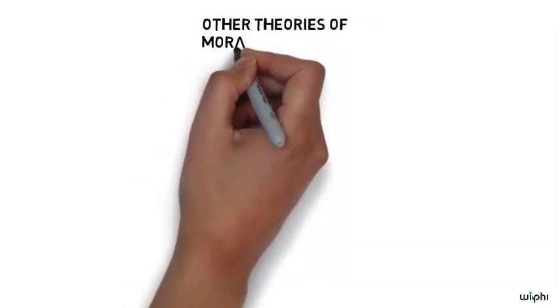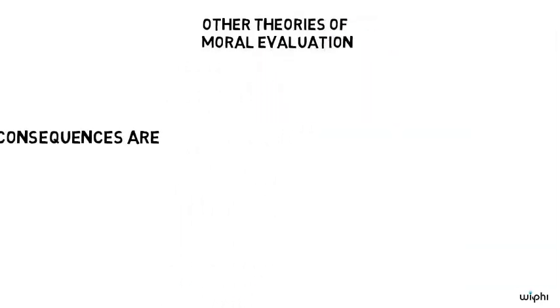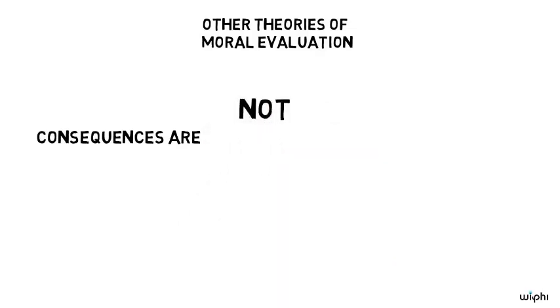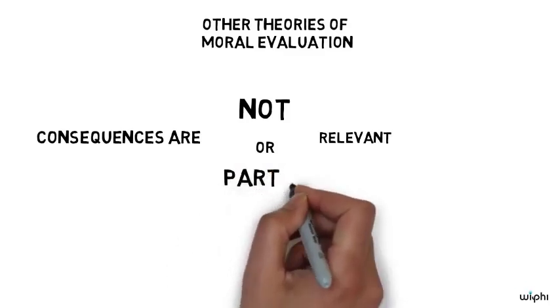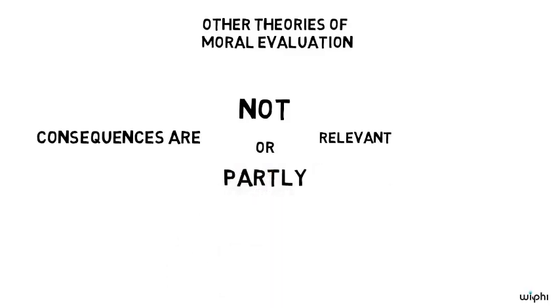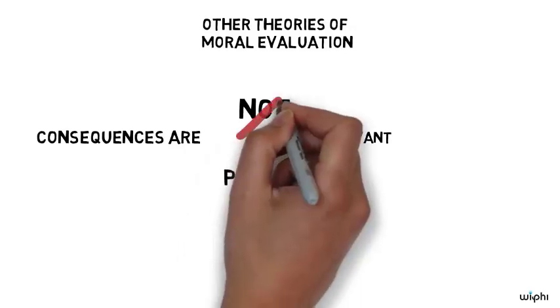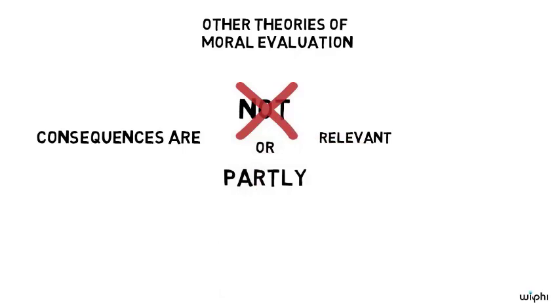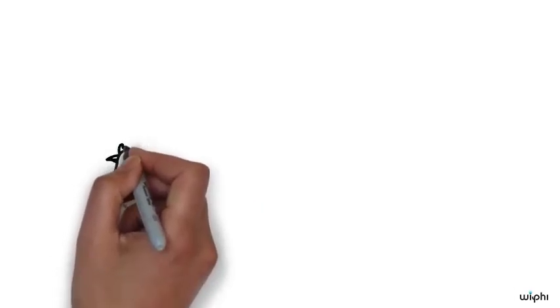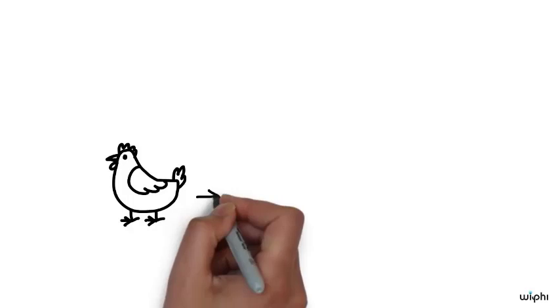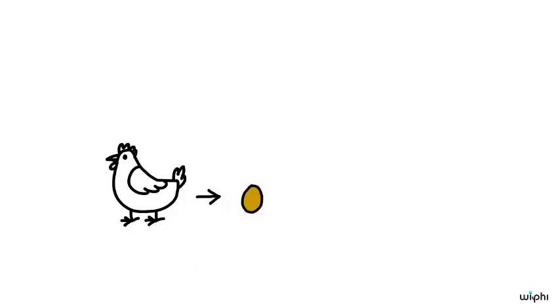Consequentialism is contrasted with theories of moral evaluation that either hold that consequences are not relevant in determining the moral quality of one's actions, or that consequences are only partly relevant, and that other considerations matter in determinations of moral quality. Very few believe that consequences are not at all relevant. However, there are very many moral theorists who believe consequentialism is incorrect because it reduces the moral quality of an action to the goodness of its consequences.